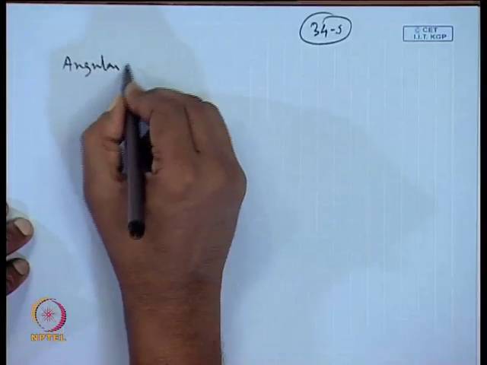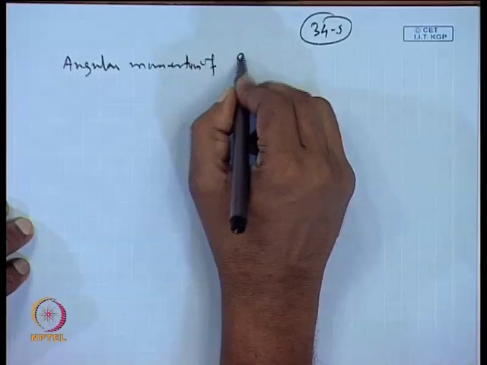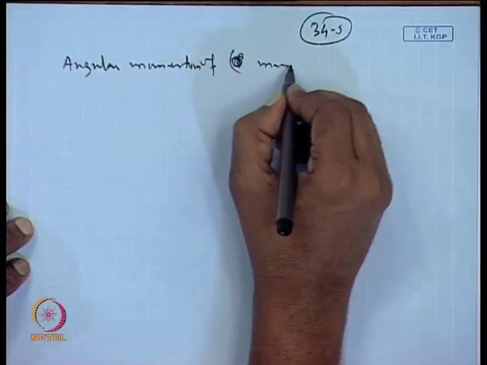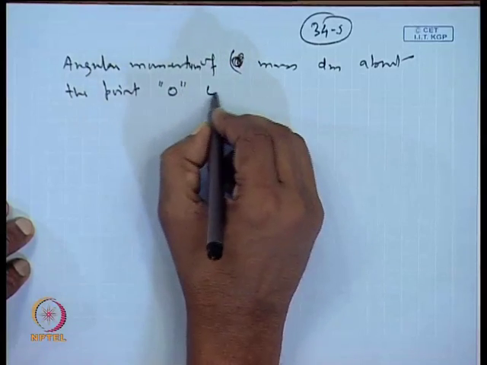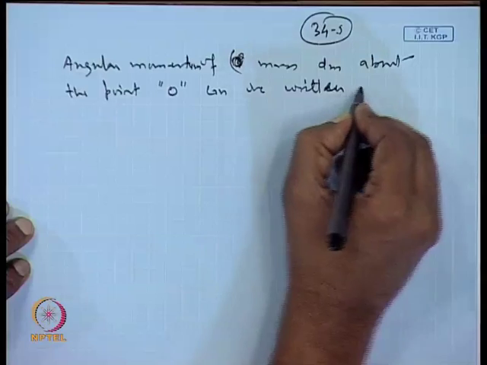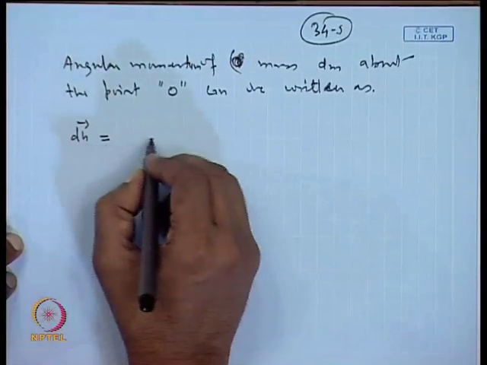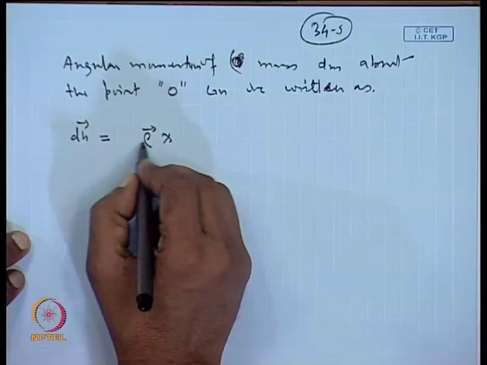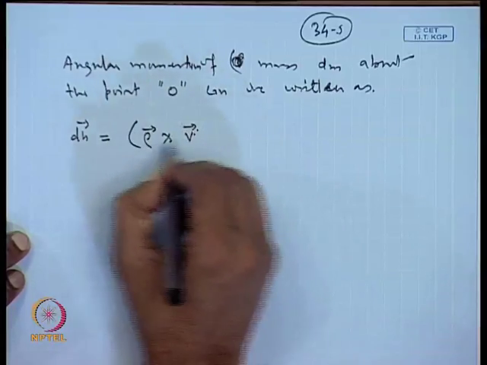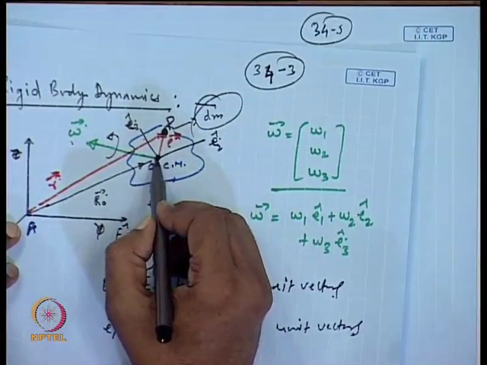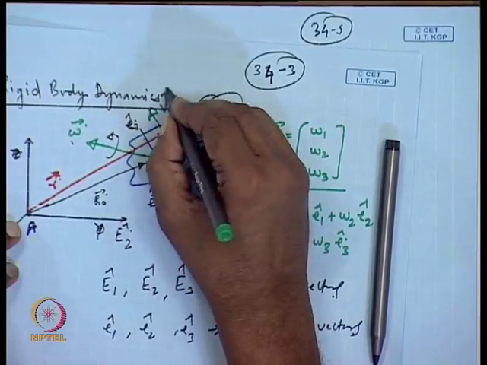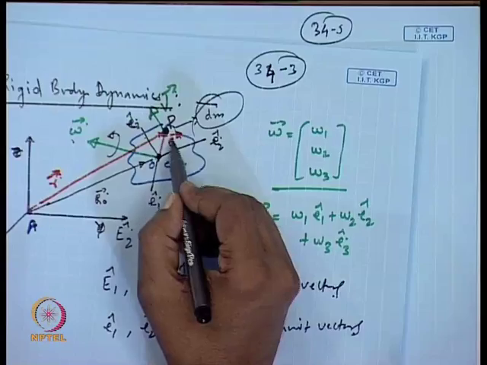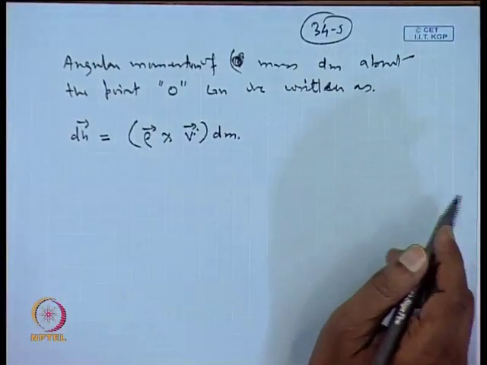So, the angular momentum of P, or the mass d m, about the point O can be written as d h is equal to rho cross v times d m, where we are finding the angular momentum about this point. This is the moment arm, and suppose our velocity v is directed like this. For this particular mass, this is the velocity direction v. So, rho cross v multiplied by d m represents the angular momentum vector.